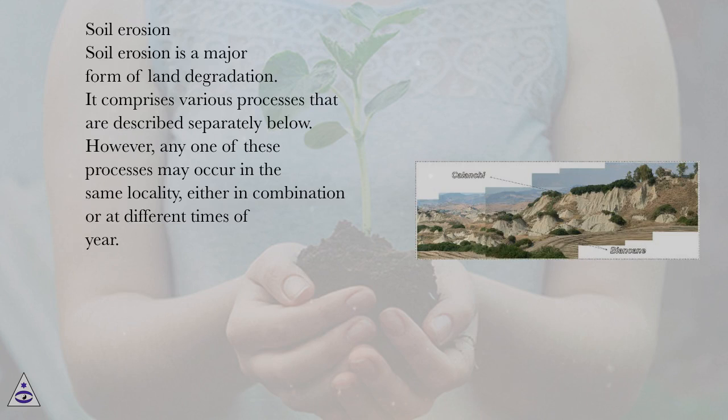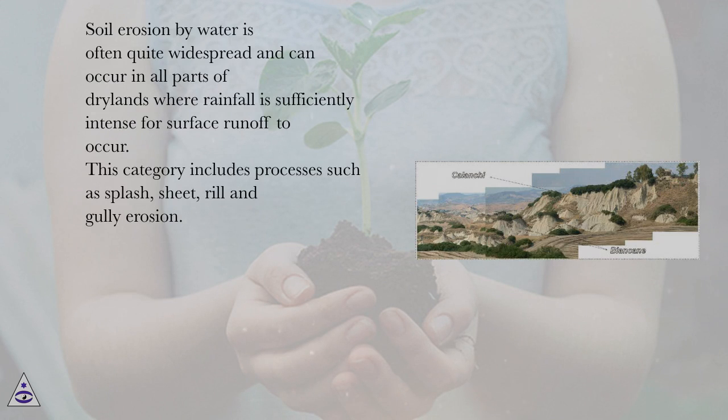Soil erosion. Soil erosion is a major form of land degradation. It comprises various processes that are described separately below. However, any one of these processes may occur in the same locality, either in combination or at different times of year. Soil erosion by water is often quite widespread and can occur in all parts of drylands where rainfall is sufficiently intense for surface runoff to occur.